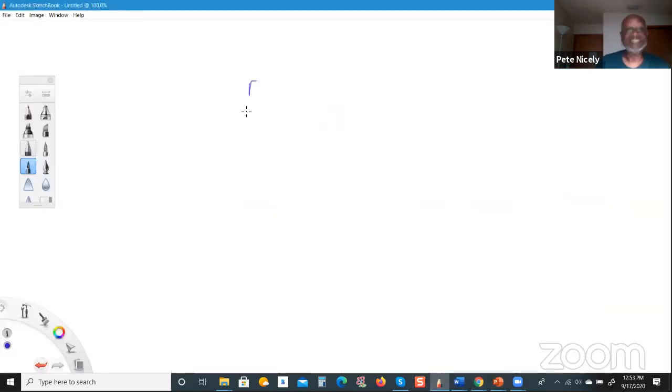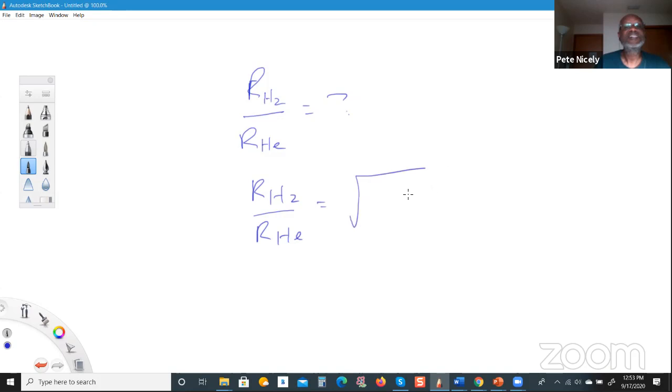So the way I'm going to write it is the rate of effusion of H2 divided by the rate of effusion of He. This is what the question is basically asking for. First thing I'll write down is the relationship mathematically with respect to their molar masses. So this ratio would be equal to the square root of the molar mass of helium divided by the molar mass of H2.